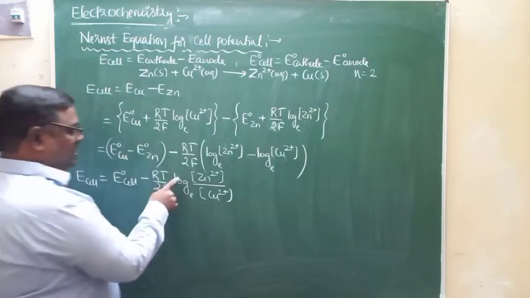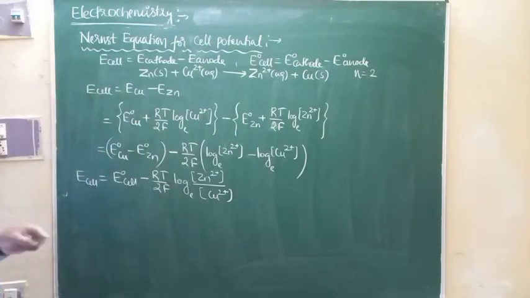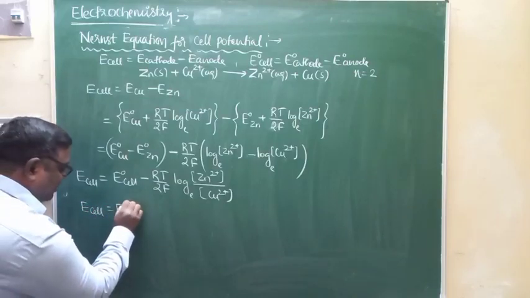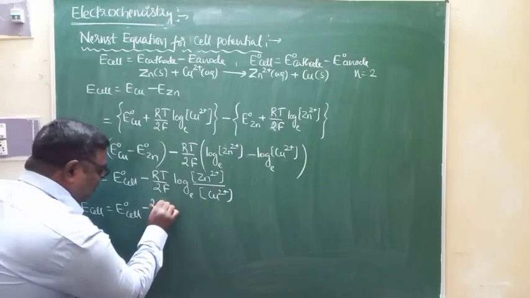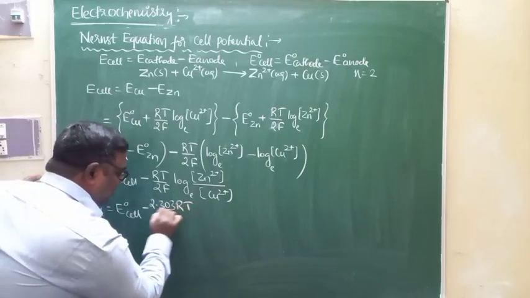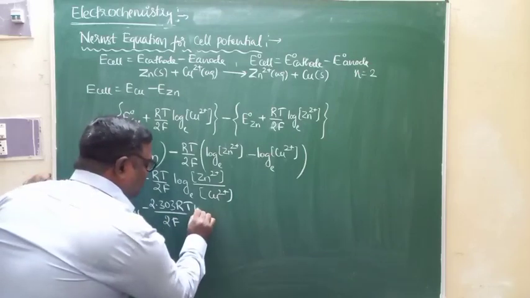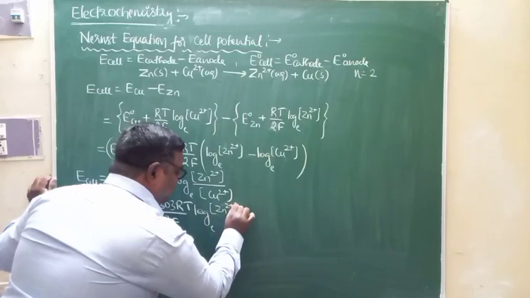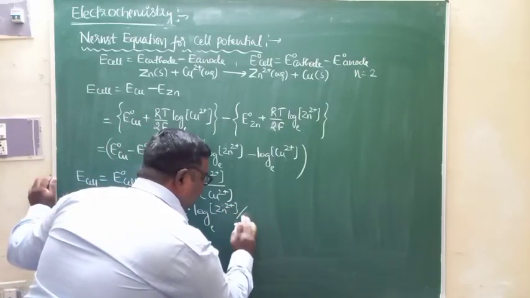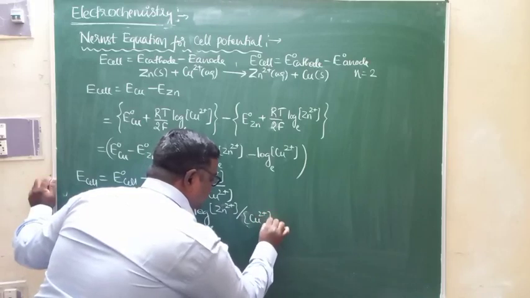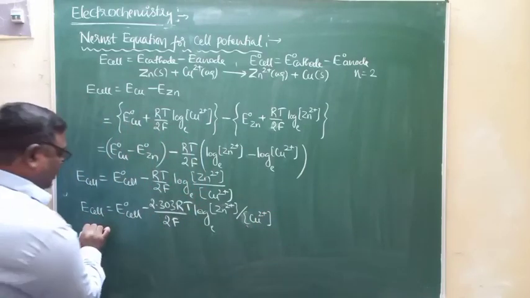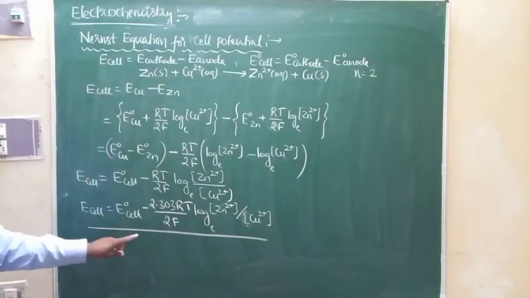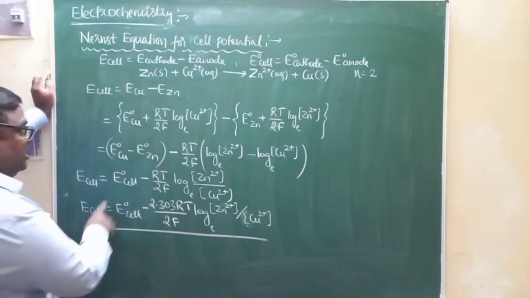If you convert this log to the base e into log to the base 10, E of cell is equal to E naught of cell minus 2.303 RT by 2F log of the concentration of Zn 2+ ions divided by the concentration of copper ions. So this is what we call the expression for the cell potential in the case of the Daniell cell.